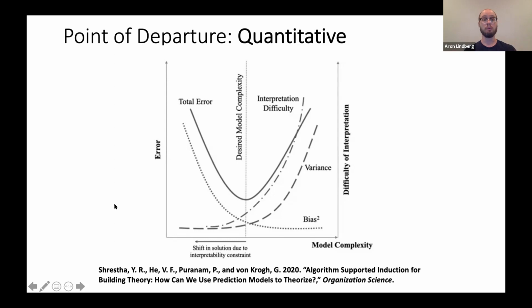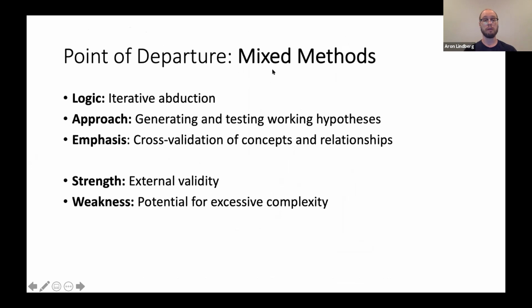And the last point of departure that I want to talk to you about is mixed methods. Mixed methods has obviously been around for a long time. It started with essentially trying to mix qualitative research with survey-based regression research back in the day. But increasingly, it's become obvious that you can also mix computational methods, digital traces, and various computational methods with qualitative research in order to create new theory.